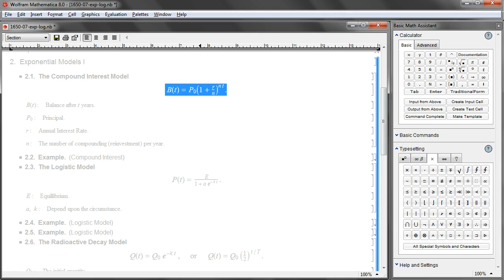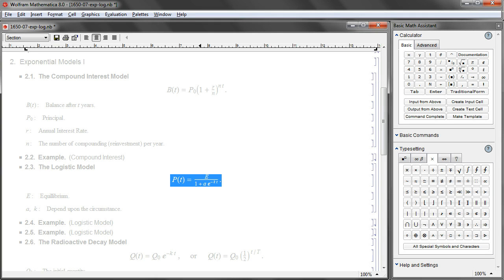Number one, compound interest model, which is used in finance and especially personal finance, and accounting. Number two, logistic model, which has really a variety of applications in life sciences and social and behavioral sciences.